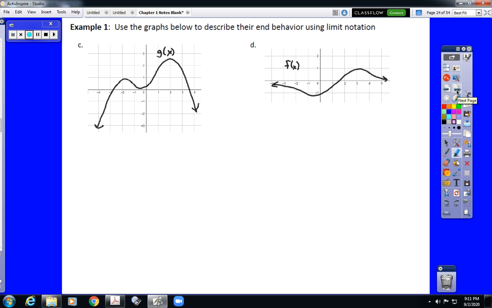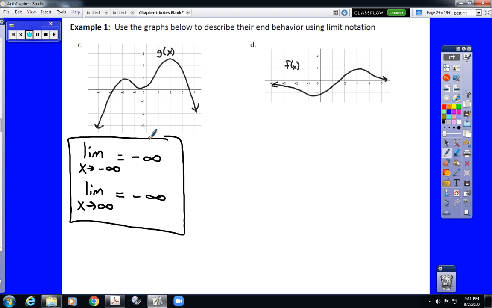Okay, here's two more, same deal. We're going to do these as well. So for g of x, the limit as x approaches negative infinity on the left end, the function goes to negative infinity. On the right end, the limit as x approaches positive infinity, the function also goes to negative infinity.